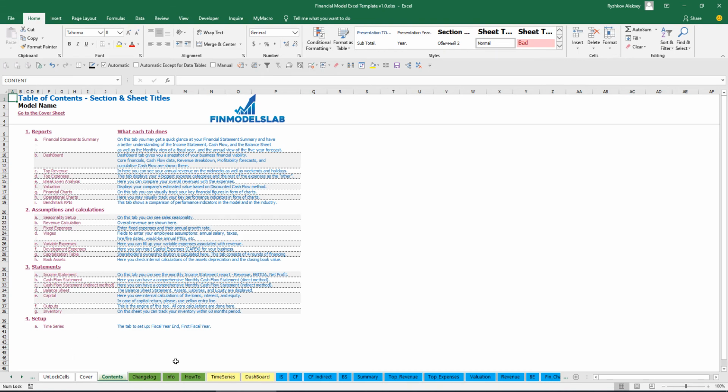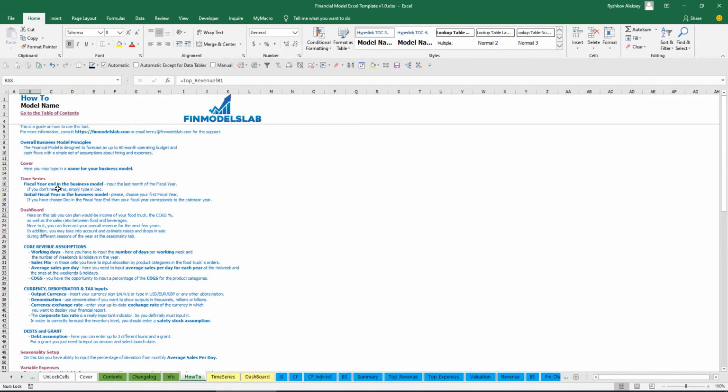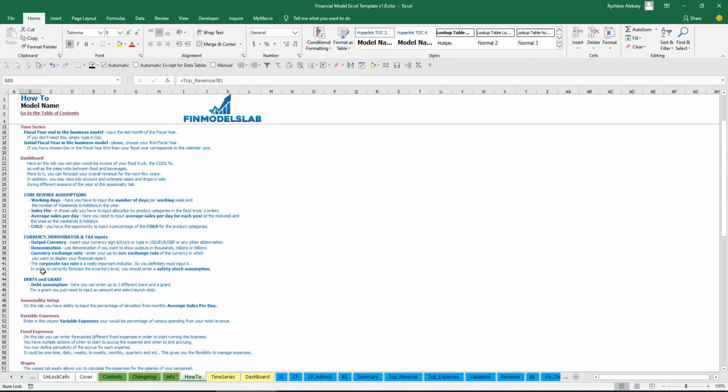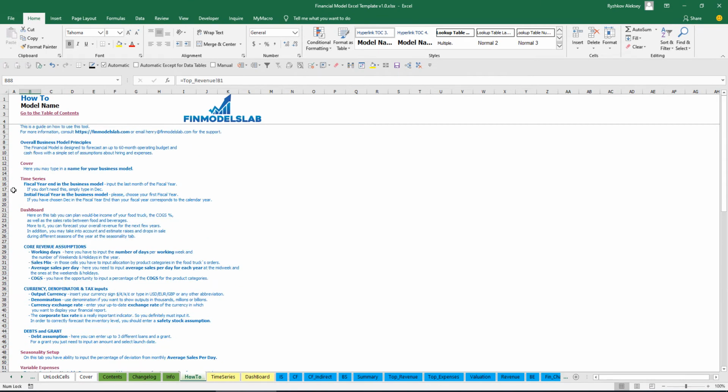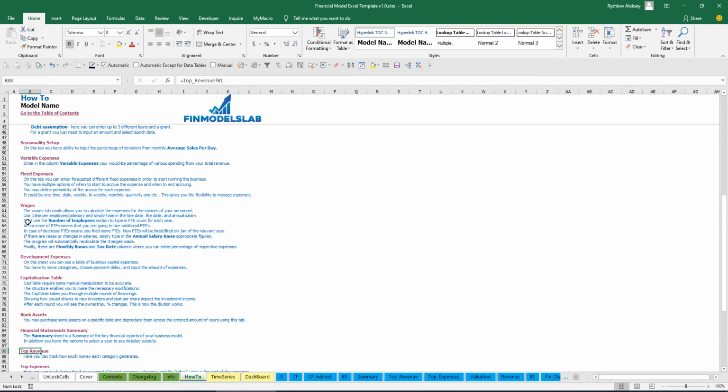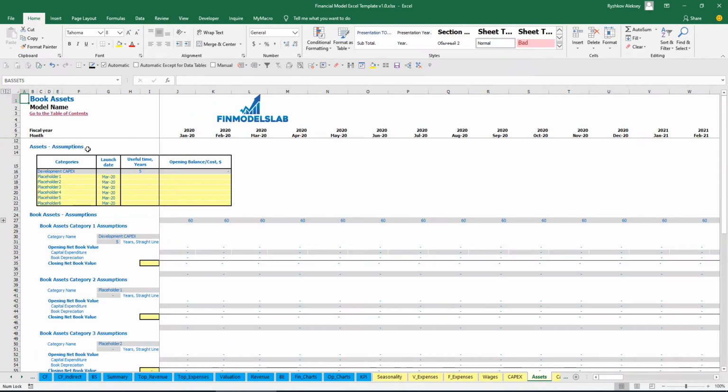But if you want to know more, you can go to How To and see a more detailed explanation of what each tab does, what inputs you may find on this sheet, and what kind of outputs you may find on this sheet as well. Any header of this section is also clickable. So you may click on, for example, Book Assets and you go directly to this tab.